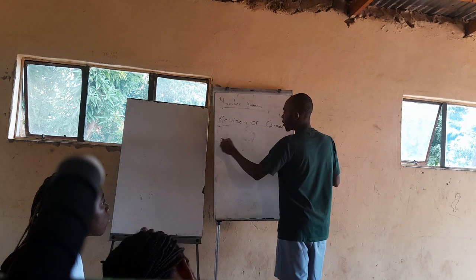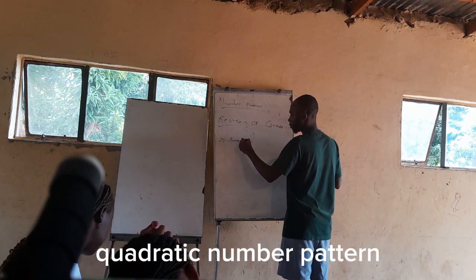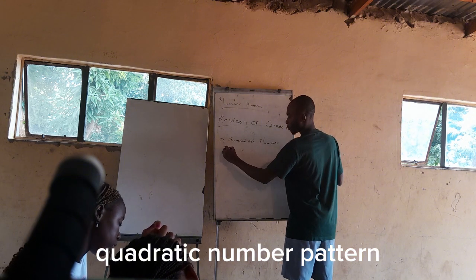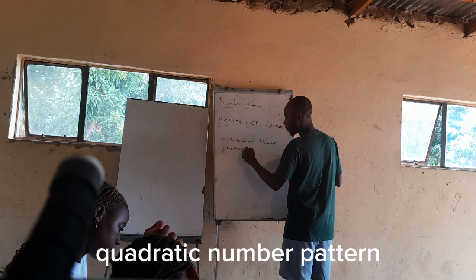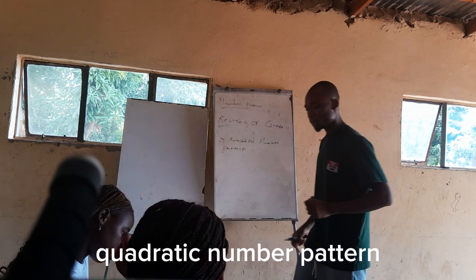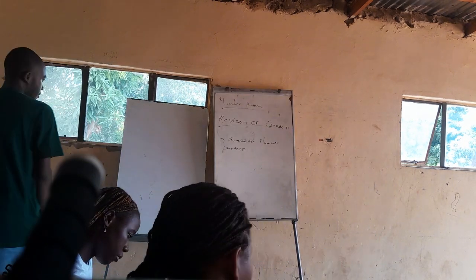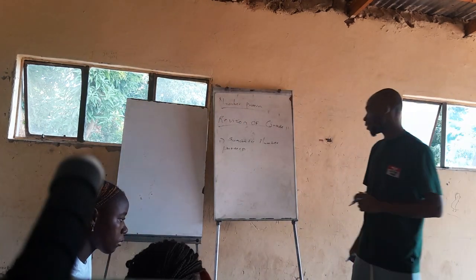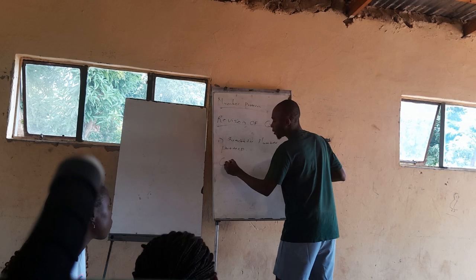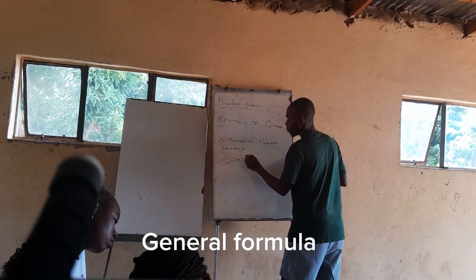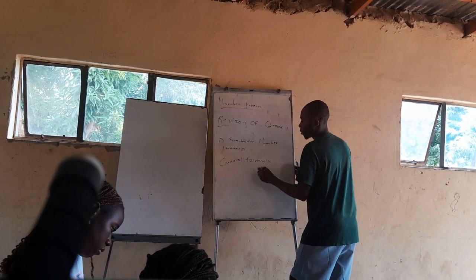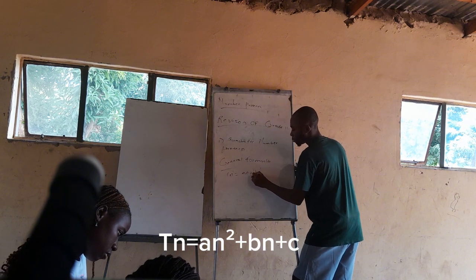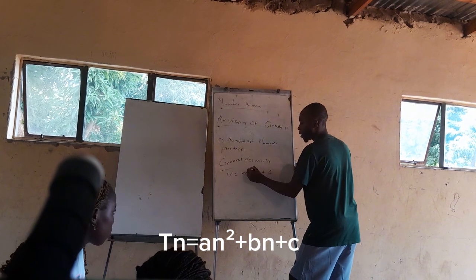Okay, I'll start with the quadratic number pattern. Let's take a look at the general formula. The formula is Tn equals to An squared plus Bn plus C, right?